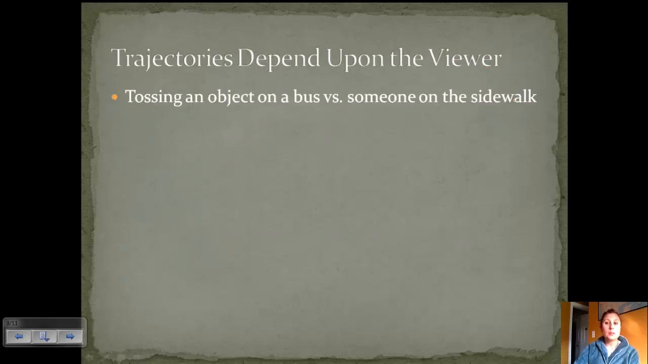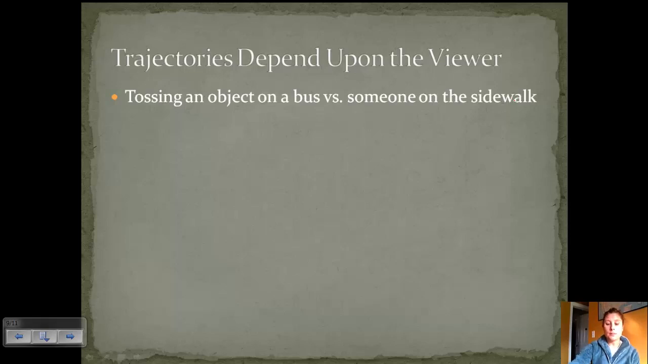Well, trajectories also depend upon the viewer. If you're tossing an object on a moving bus, that's going to be a little bit different than someone standing still on the sidewalk. Although your projectile is going to behave the same whether you're on the bus or on the sidewalk, what this involves is what's called relative velocity, which we'll talk about a little bit more in section 3. Because the bus is moving and you're also tossing the object, it can look different than if you're standing still on a sidewalk.